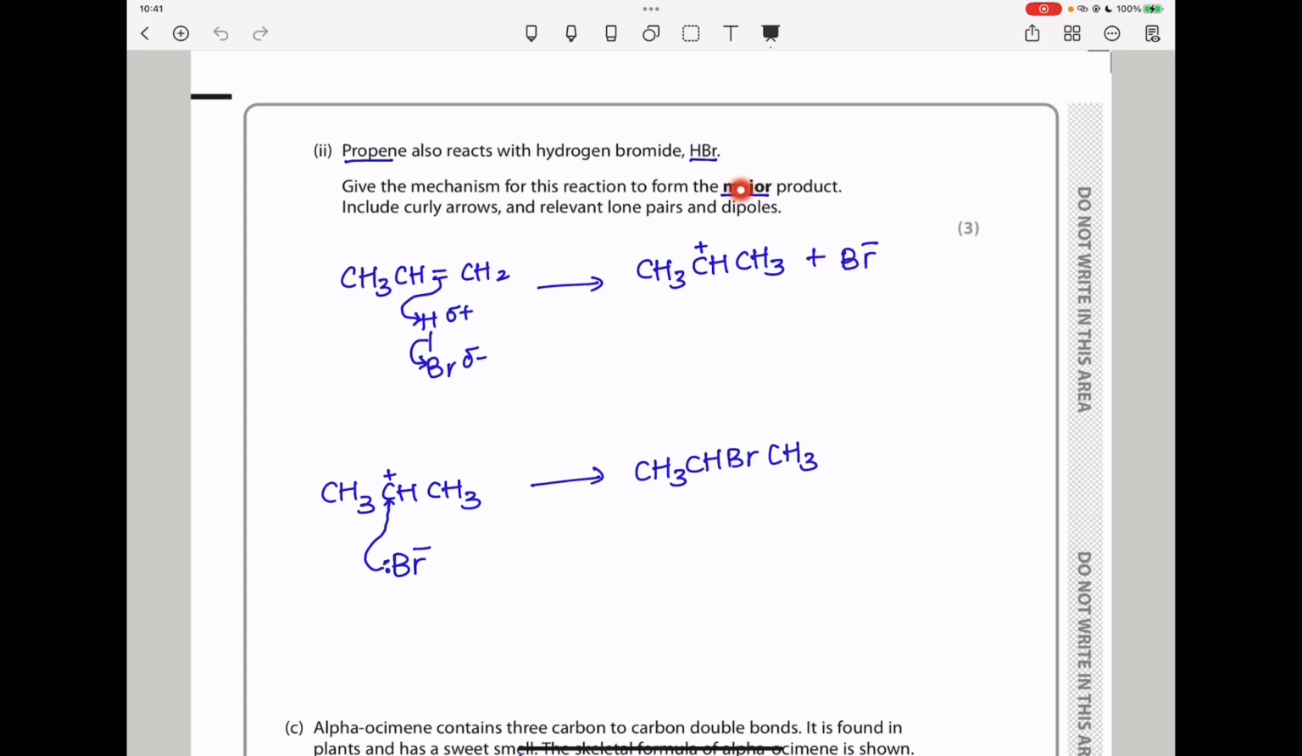However, because we are looking for the major product, it means the hydrogen is going to be attached here in order to form a secondary carbocation, as we can see here. This leads to formation of a major product. And then in the next step, a lone pair from Br minus is going to form a dative covalent bond onto the carbocation, forming this as our final product.